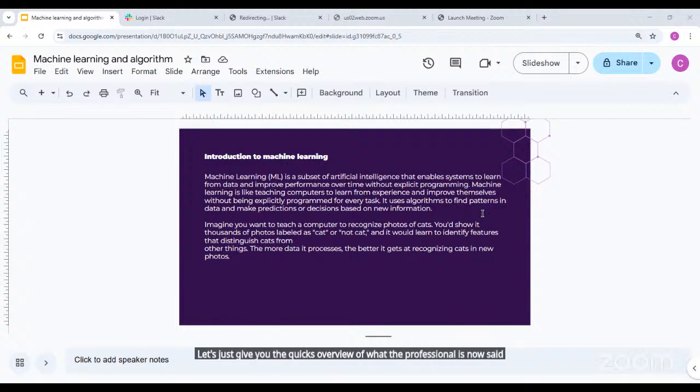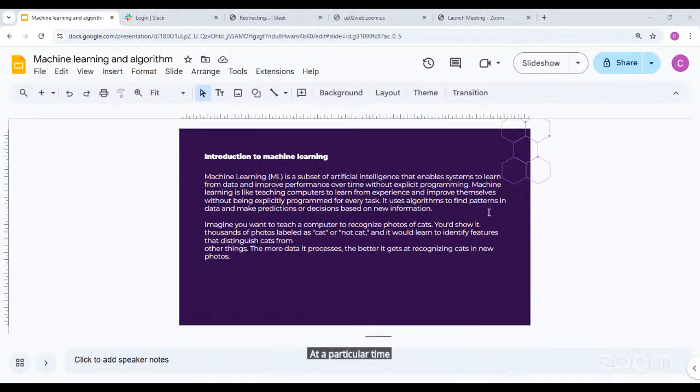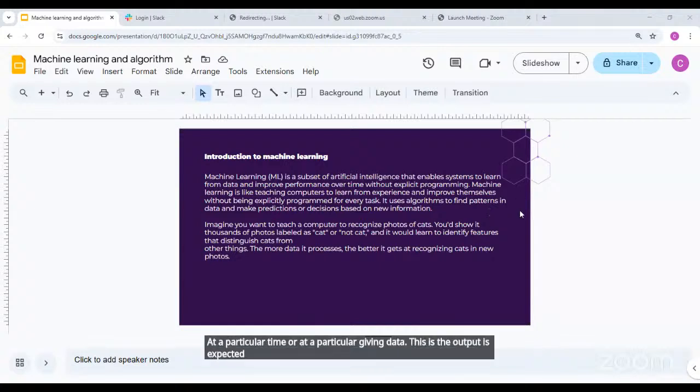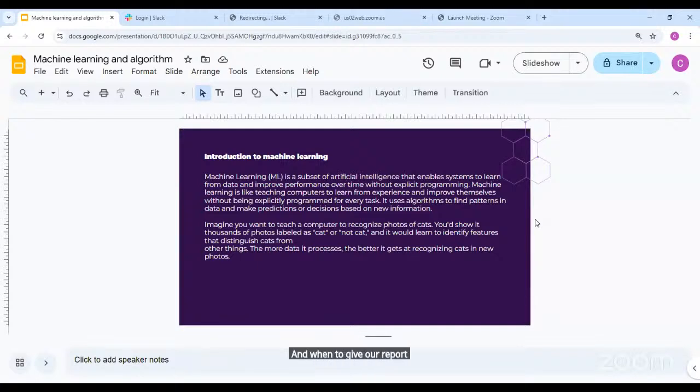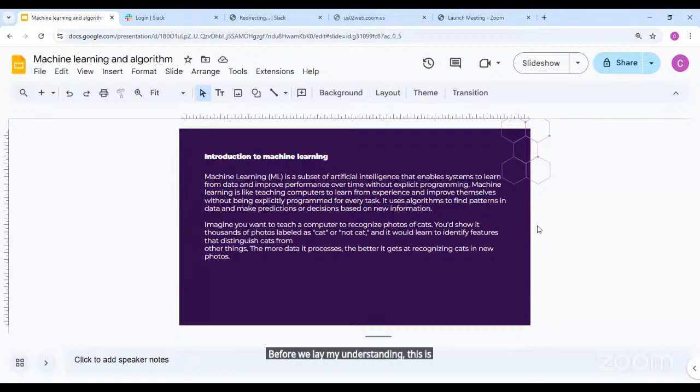Now, a simple explanation could be teaching a computer from experience and improving it without saying in clear terms that okay, you have to do this at this point. The system has been trained to know that for a particular given data, this is the output expected to return, and that can only be achieved by training those models on data over time to recognize those patterns, and when to give a report according to what is being visualized. So that's just a summary of the definition here, but I want to read all through for a layman's understanding, this is how we can best understand machine learning.